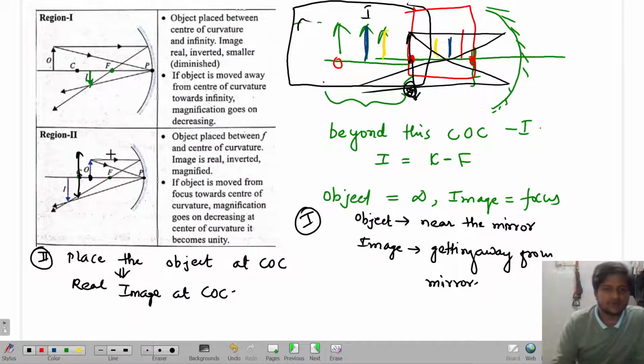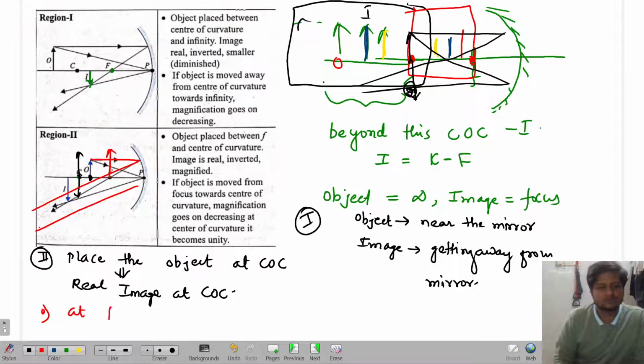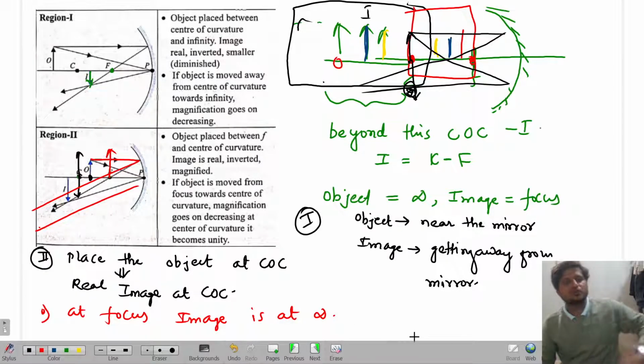Next thing. If I place my object at the focus, where will the image be formed? It will be formed at infinity. The image will definitely be formed at infinity. So the second point is: at focus, the image is at infinity. Okay. So these are the two cases of the reason of the concave mirror.